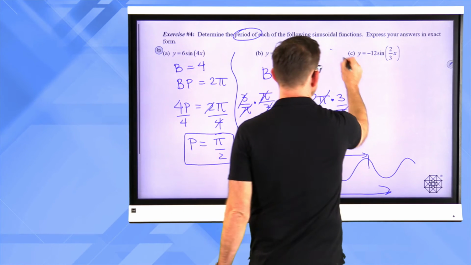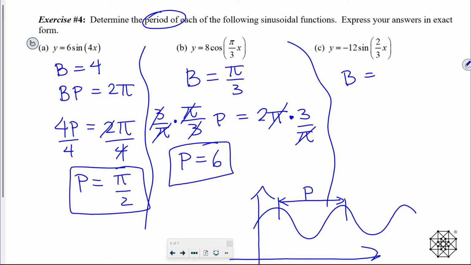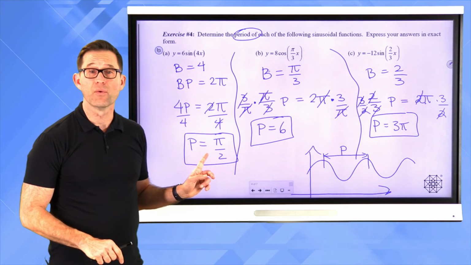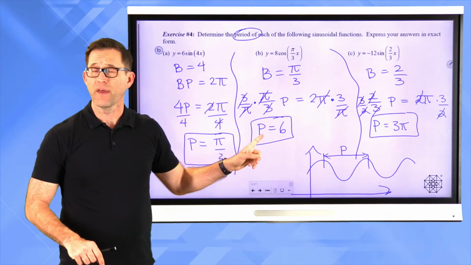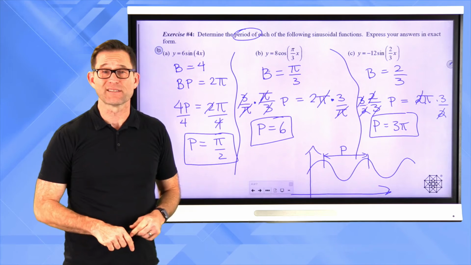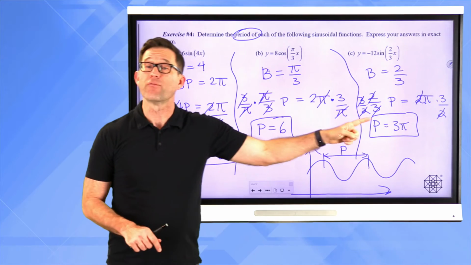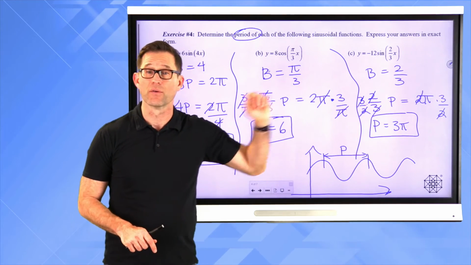All right. In letter C, again, we've got our frequency is equal to 2/3. That means 2/3 times my period will be equal to 2 pi. Again, probably easier to multiply by 3/2 than dividing by 2/3. In this case, the 2's cancel, and my period would be 3 pi. So, you know, periods can involve pi's like they do in A and like they do in C, but they can also just be normal numbers like 6. Every 6 units along the x-axis, this curve would repeat itself. Every 3 pi units along the x-axis, this curve would repeat itself.